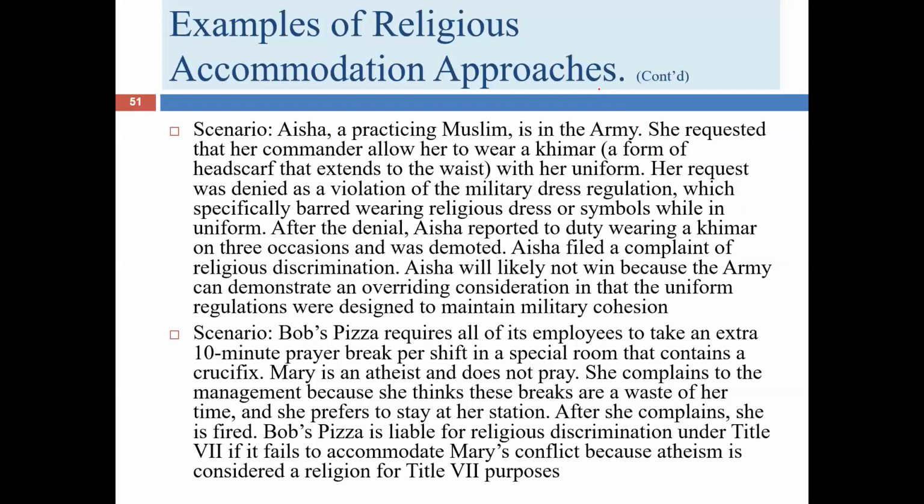But other than those limited functions, in most cases, Aisha is going to be successful if she wants to wear a covering of her hair, especially when it doesn't interfere with her ability to see and be seen, and there aren't safety concerns with it.